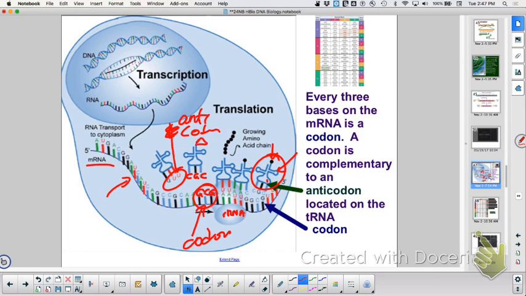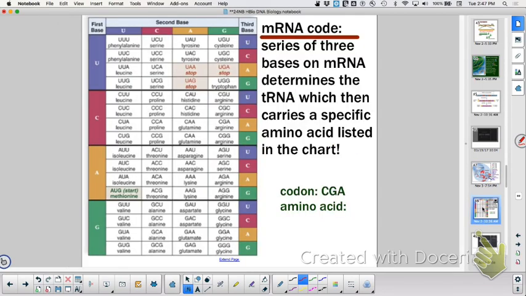What do we need to look up? The codon or the anticodon? Codon. So the codon is what? GCG. So let's go to our codon chart. The first one is G, the next one is C, and then the third one is G. GCG is alanine. So that was the amino acid it carried. So I can use the codon chart to tell me what the tRNA is bringing me. I'm using the codon chart, the codon is on the mRNA, to tell me what the tRNA is bringing me.